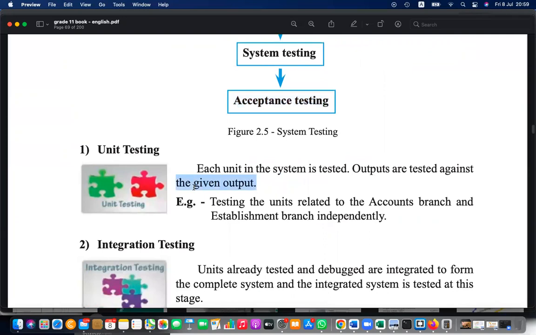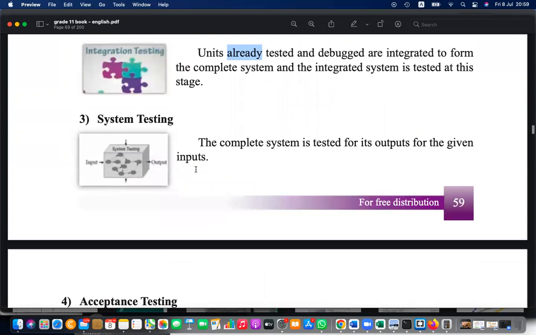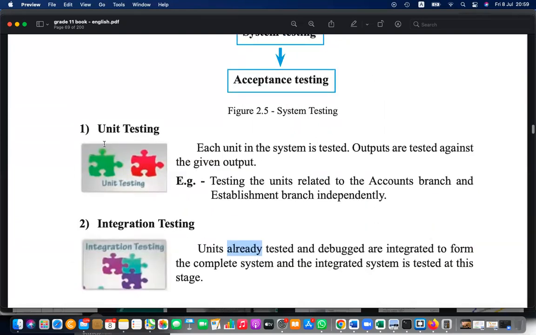Individual units are tested. Then integration: combined and tested. Then the entire system is tested. Actually, code testing is done mostly in unit testing.